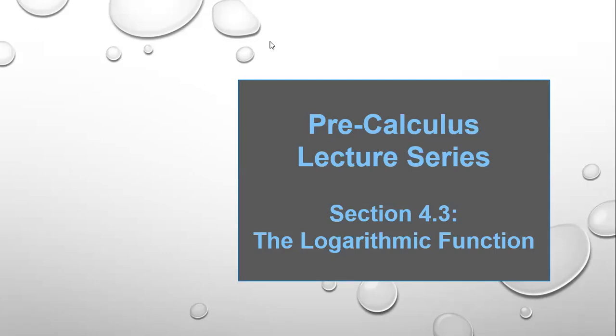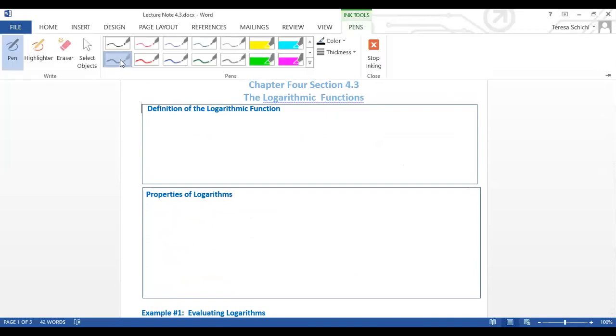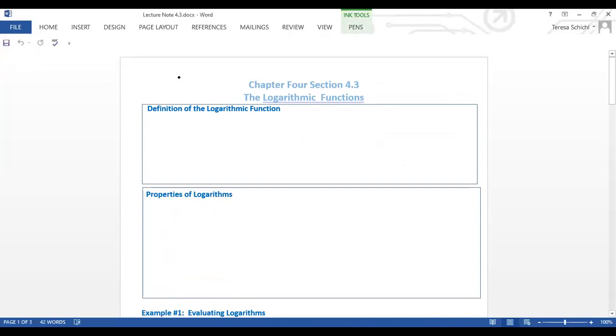Okay, so now let's go to our lecture notes and start to talk about what the log function is. For the log function, let's first take a look at the definition of the log function.